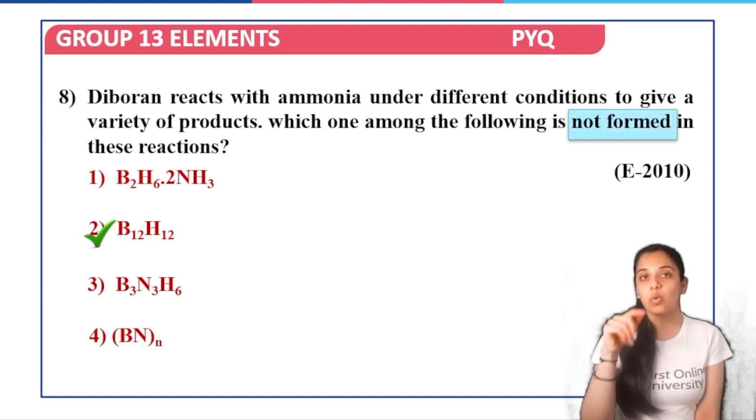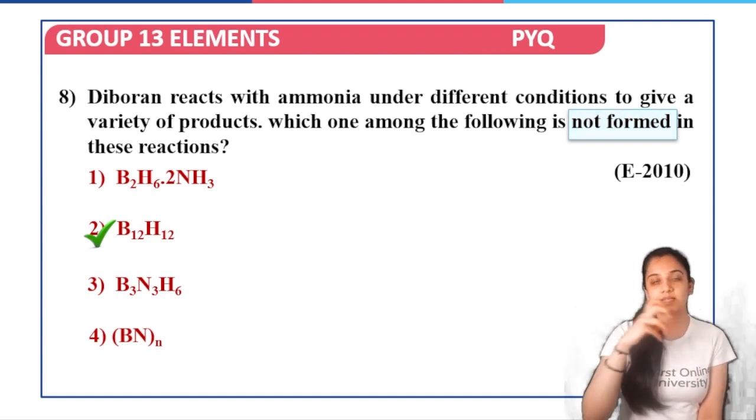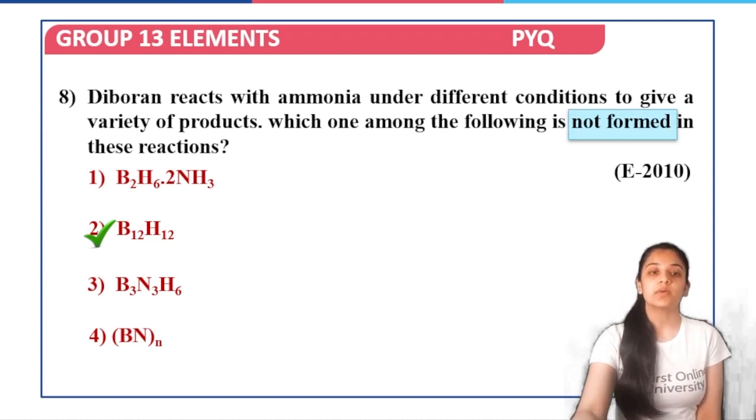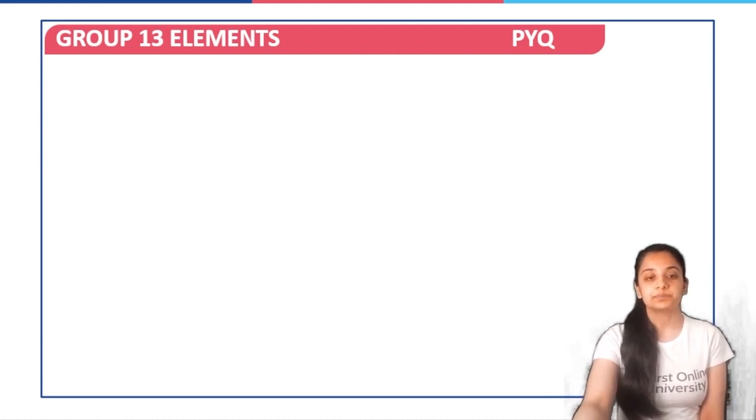Polymerization will give (BN)n. Okay, so that's like a polymer that is going to be formed with n monomeric units. So it is only B12H12 that cannot be formed. So option 2 is the correct answer.